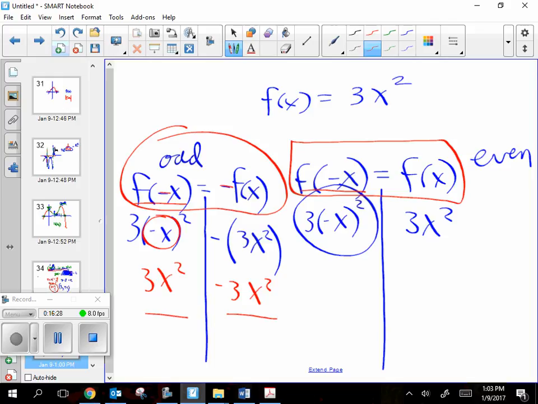You're saying 3x squared is the same as negative 3x squared? No, they're not the same, so it's not odd. Now we'll go to the other side. This one, 3 times negative x squared, is going to be 3x squared when it simplifies. And this is just 3x squared. Are those the same? Yes, and therefore it is an even function.